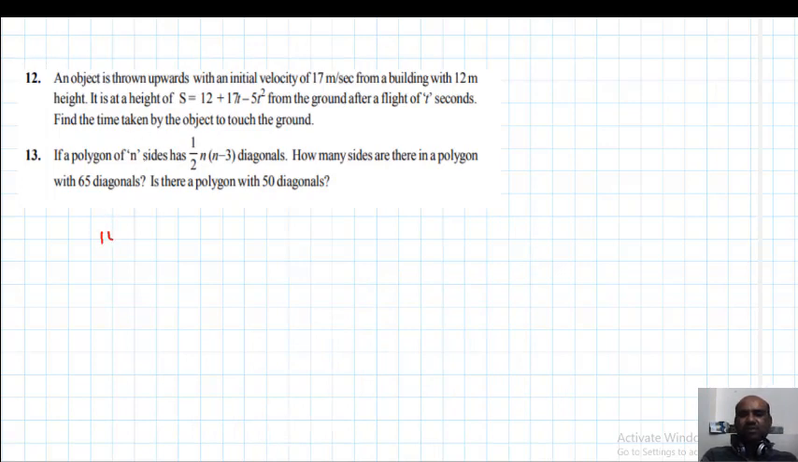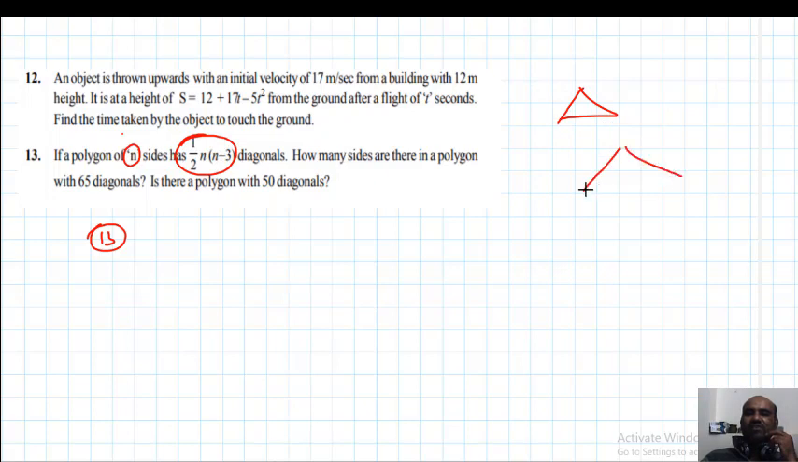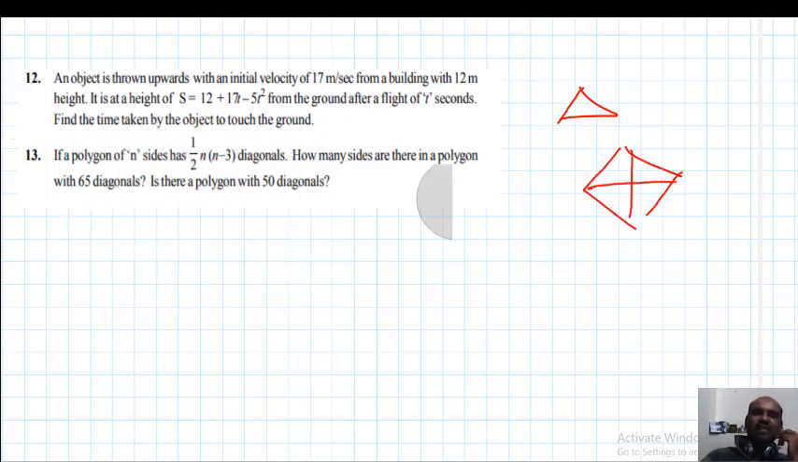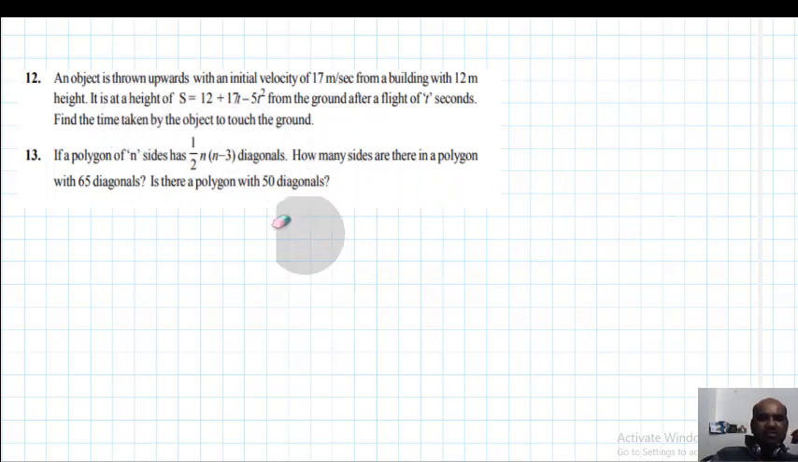Question 13, last problem. If a polygon has n sides, it has 1 by 2 n into n minus 3 diagonals. So my number of diagonals is this. 3 sides means instead of n you write 3; 4 sides means 4 should be written. 3 sides means no diagonals, no? 3 minus 3 is 0. A 3 sided polygon doesn't have any diagonal. A 4 sided figure has 2 diagonals like that. So the relationship between diagonals and sides is given here. Using this formula you need to solve the problem.